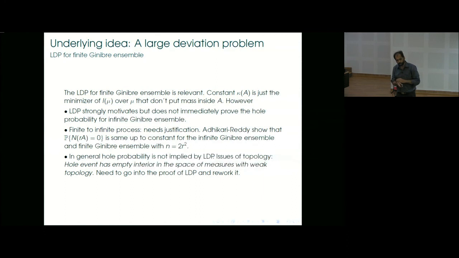And for the Gaussian entire function zeros, Ghosh and Nishry did a similar thing, but with a more complicated large deviation principle due to Zeitouni and Zelditch for random polynomials. Okay, so that's all.